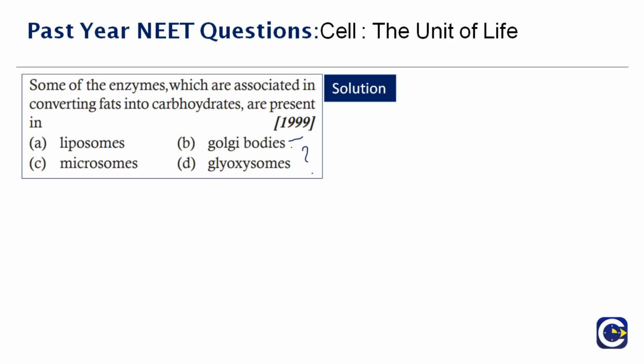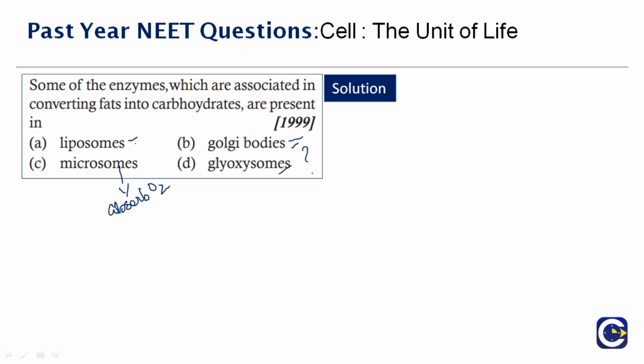As we all know, Golgi bodies are cytoplasmic organelles which take part in the elaboration and secretion of complex biomolecules. Now, when we talk about conversion, that is fats into carbohydrates, this is carried out in glyoxysomes. Now, how about liposomes and microsomes? Microsomes are small single membrane cell organelles that absorb oxygen, and they perform direct oxidation. I mean, they carry out oxidation of substrates.